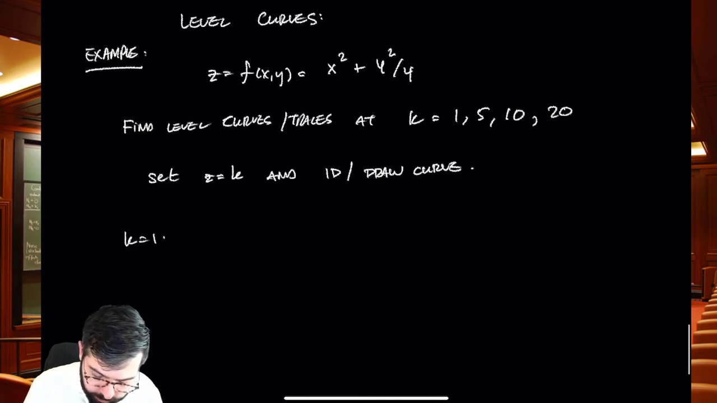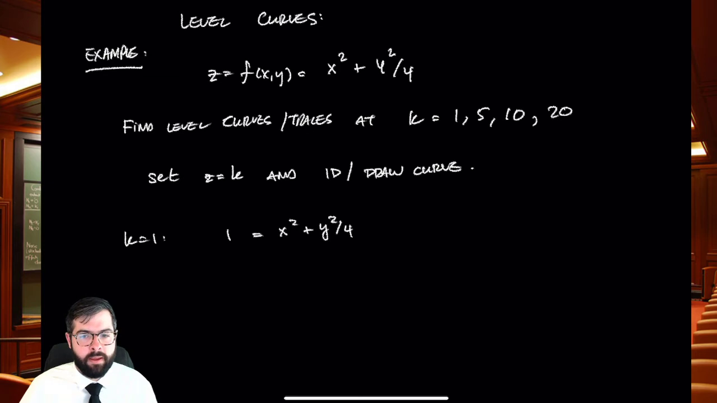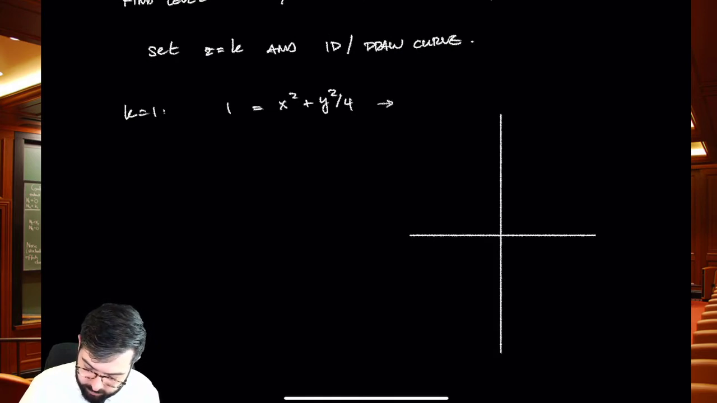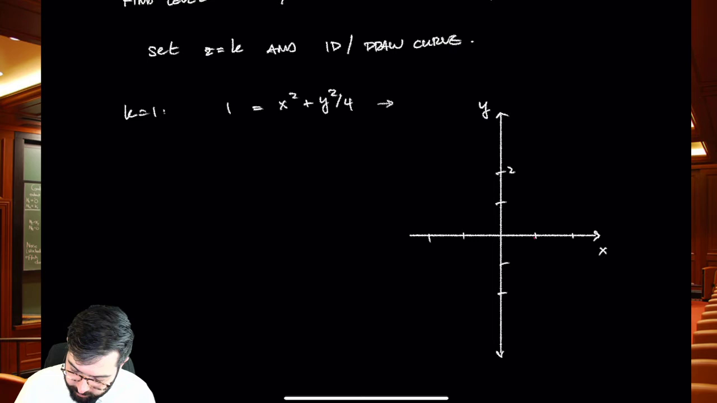So for k equals 1, what we do is we set the function equal to 1. And we see, okay, well, what is this? This is really, right, an ellipse. Major axis is y, up here 1, 2. So at k equals 1, we've got an ellipse doing something like this.